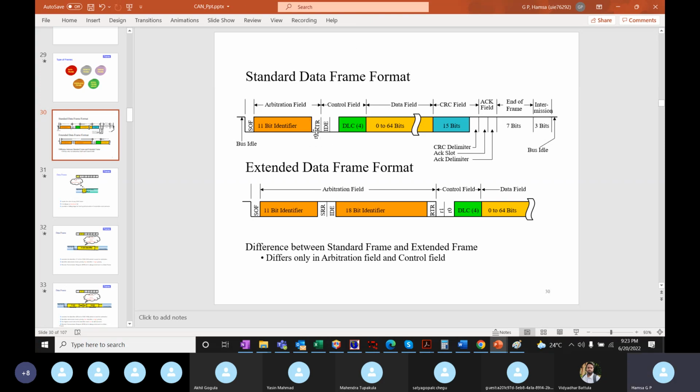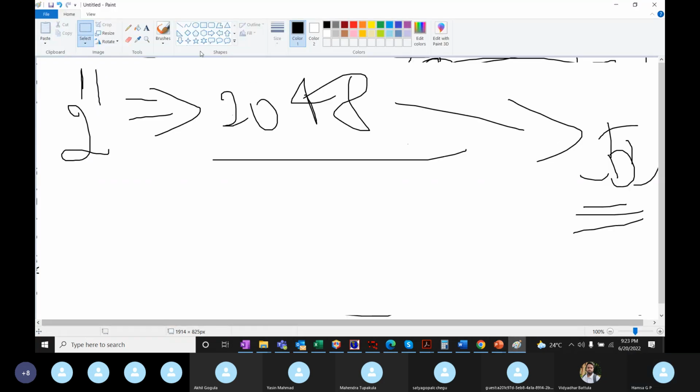RTR is something like we have just discussed, right? Remote transmission request. What does it mean? It's a request, right? I just explained what a remote frame and a data frame are.